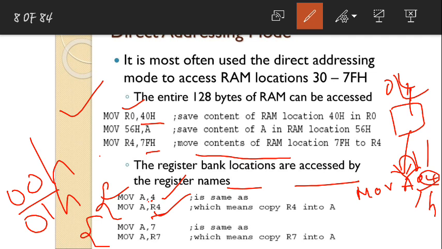Now even this is the same. MOV A, 7 means 07H, that means the R7 register. So I can move whatever is there in that register to A, or else its location.